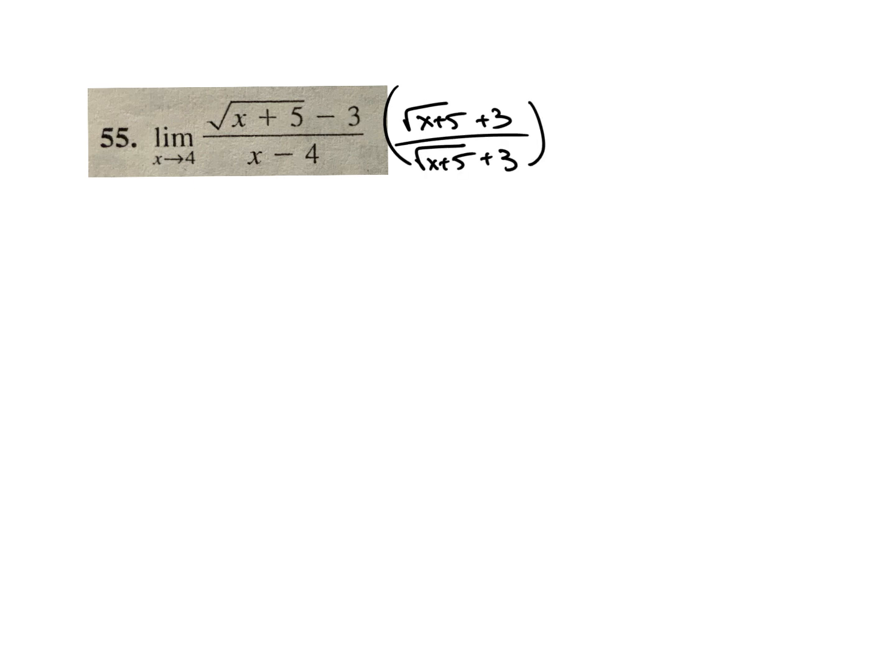And so again, for the FOIL part, I just need it on the numerator. And so now what do I get? x plus 5 and then minus 9. Beautiful. And then on the bottom, I end up having x minus 4 times the quantity square root of x plus 5 plus 3.